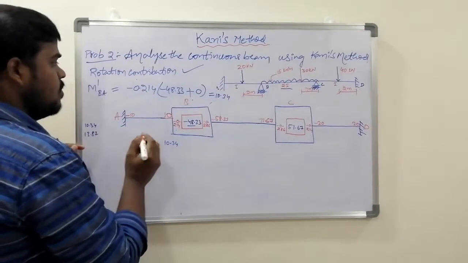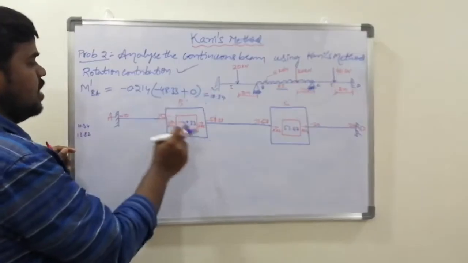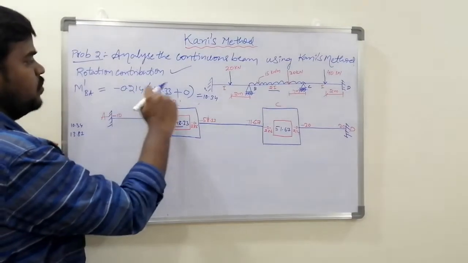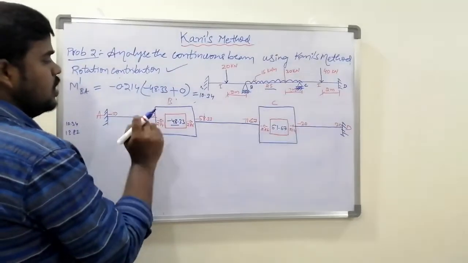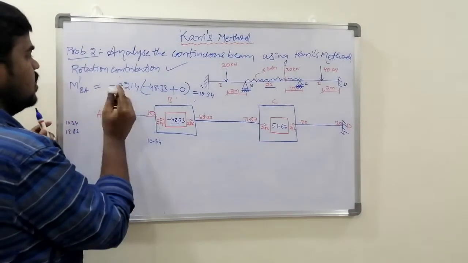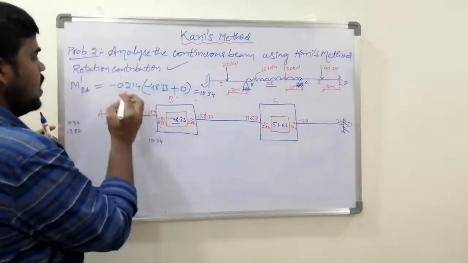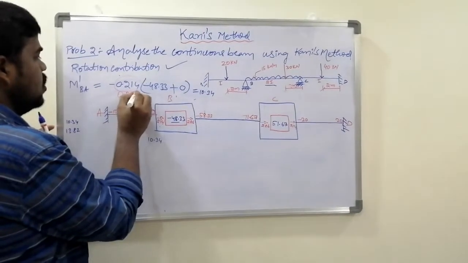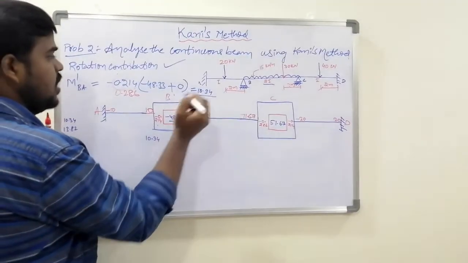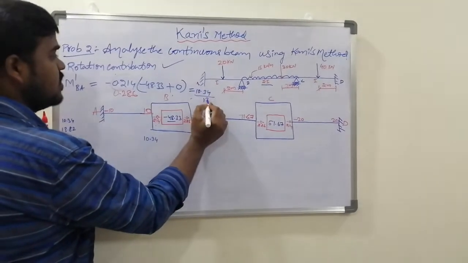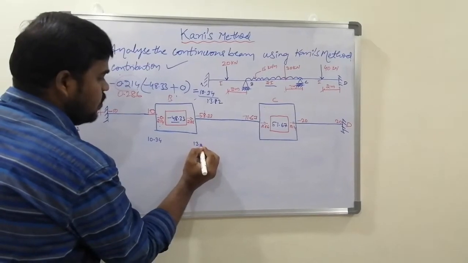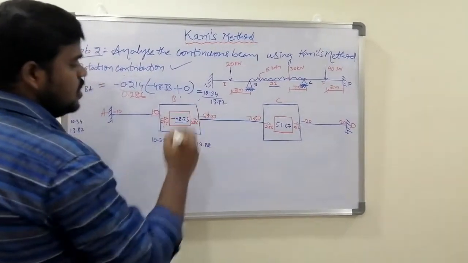So I am writing 10.34 here like this. In the same manner, if you find for M bar BC with the same thing, that is minus 0.214 into minus 0.286. Here, instead of 0.214 we have to write minus 0.286, and calculate this. Instead of 10.34 we will get the answer as 13.82. So I am writing here 13.82.